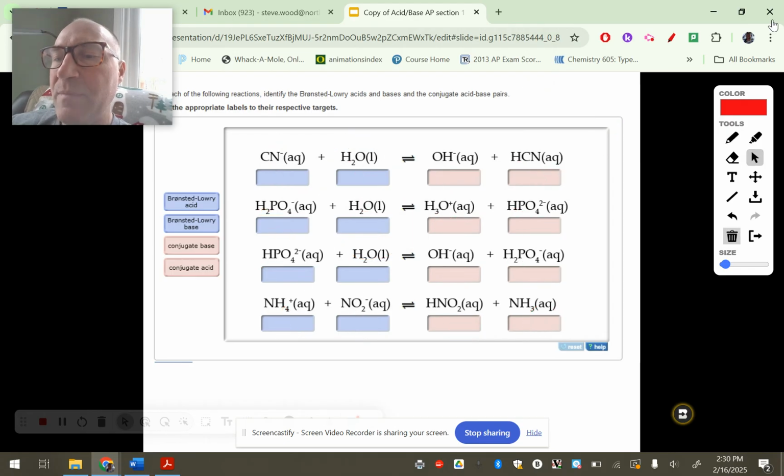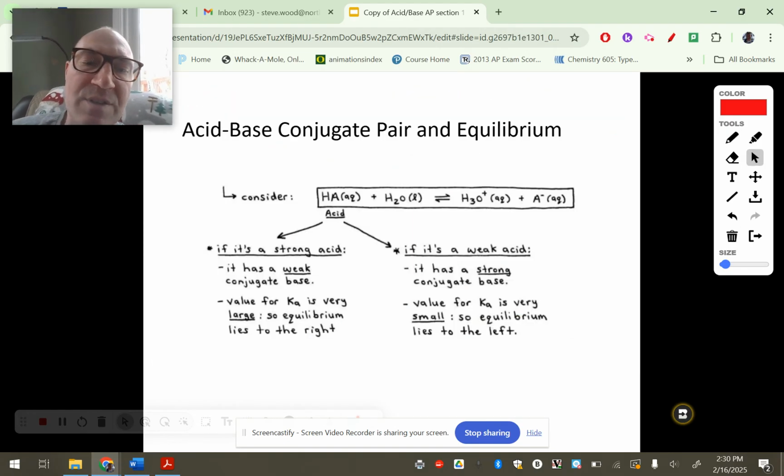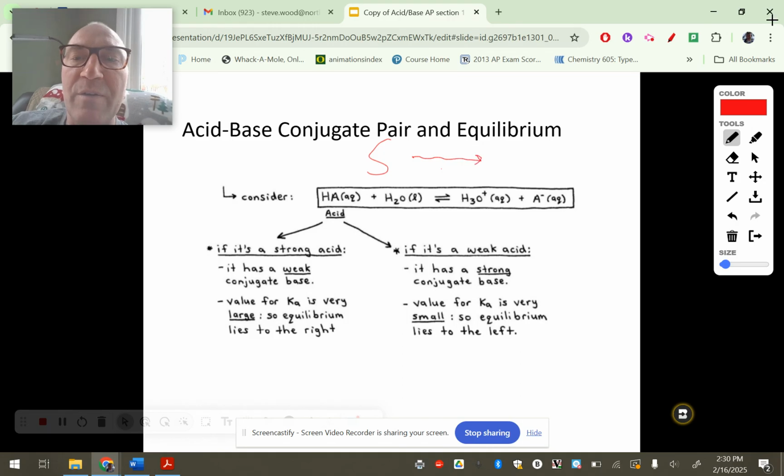All right, almost done. This is just showing you some things, and I just want to mention this. The net direction depends on how strong an acid it is. So you can be product favored. If it is a strong acid, it's going to have a single arrow and lots of products, and that makes for a really strong acid, whereas most of them are weak.